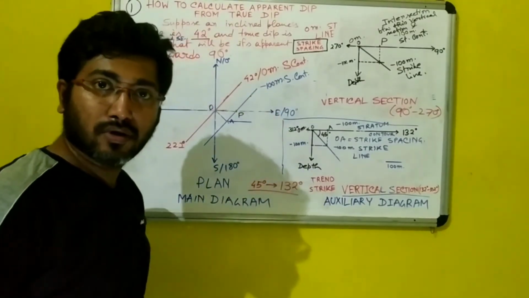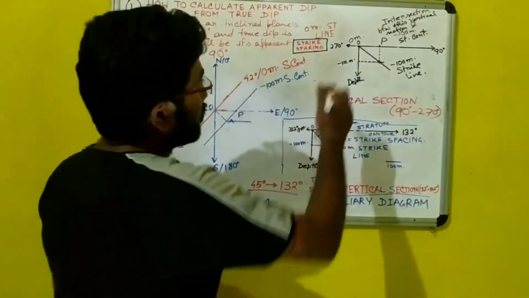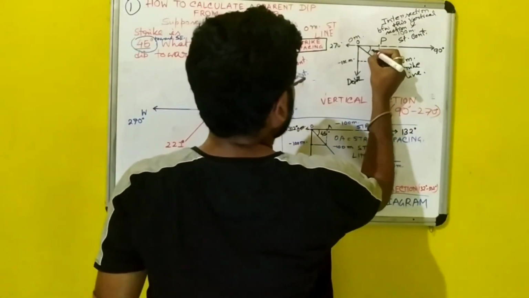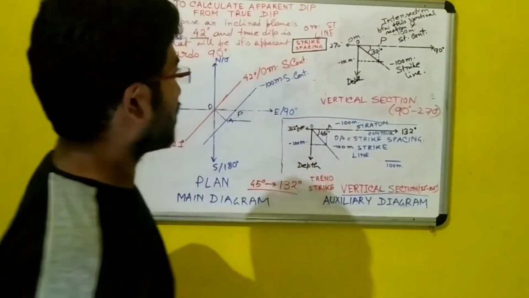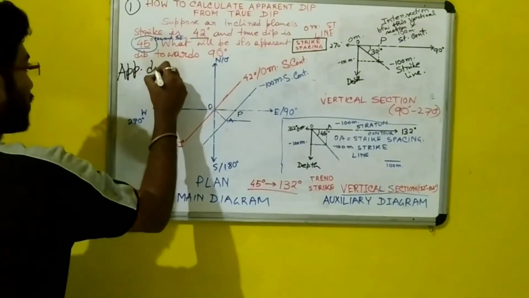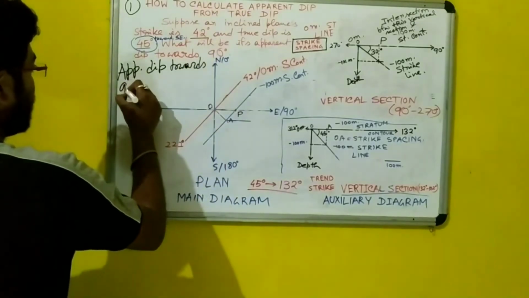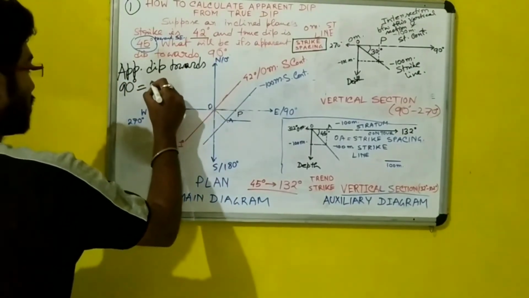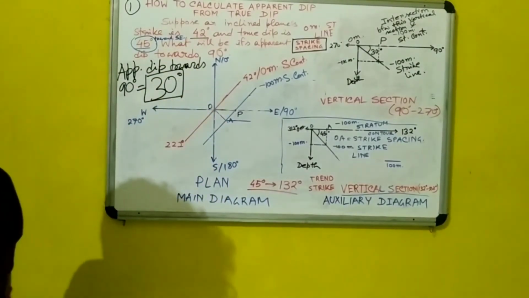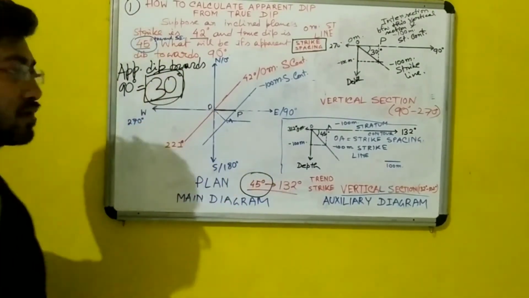vertically downward on the third dimension, this section. We have to measure this angle, and this angle is roughly about 30 degrees. So the apparent dip towards 90 degree is 30 degree. This is the answer. And you can see the true dip is 45, the apparent dip is less than that.